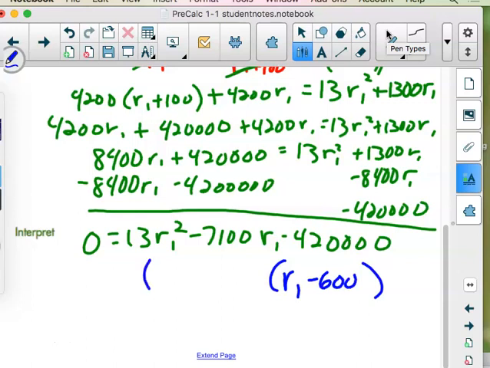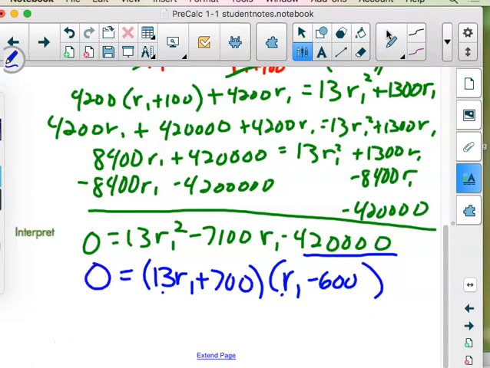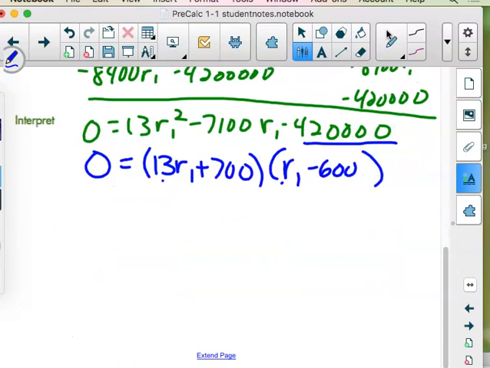So now we can work backwards and say, well, this must have been a 13, because 13 times 1 would give me the 13r squared. And then I just have to figure out, if I take negative 420,000 and I divide it by negative 600, what would I get? And that's going to be a positive 700. And that was an educated cheat because we didn't want to try to look for those factors. There are so many integers that divide nicely into 420,000. We could have been there all day. So our solution, r sub 1, is 600.